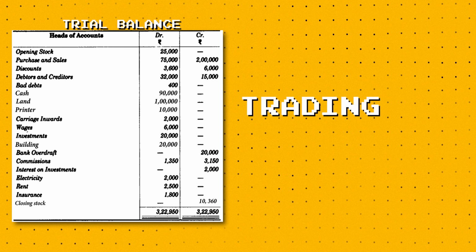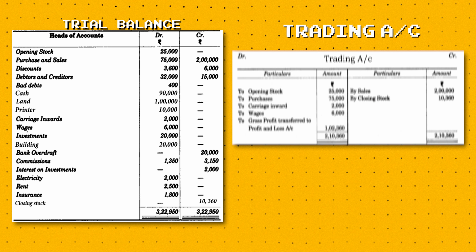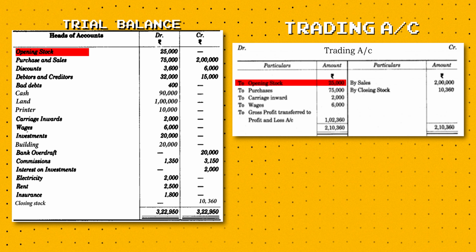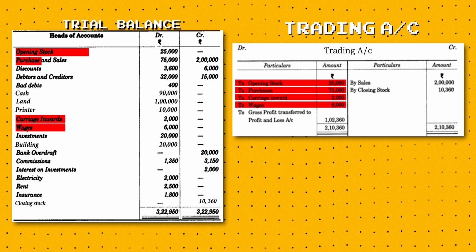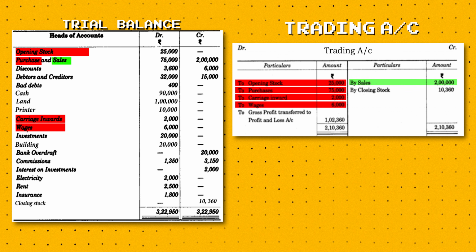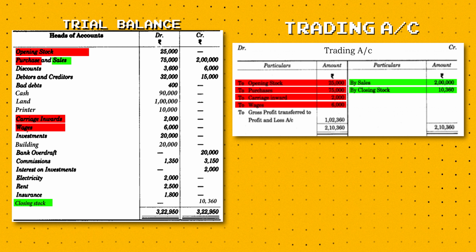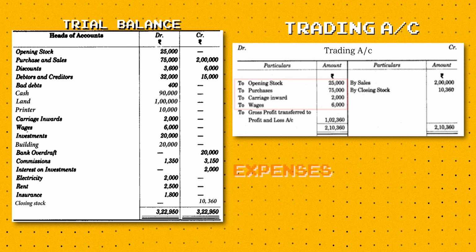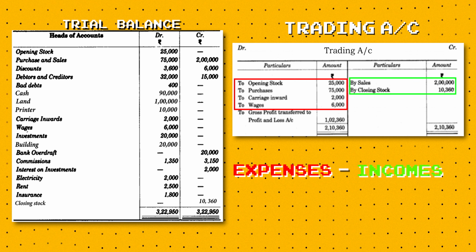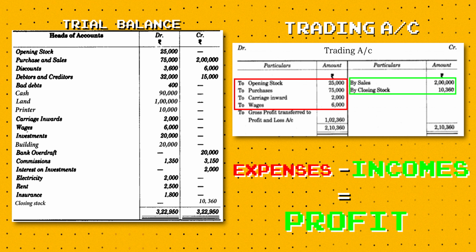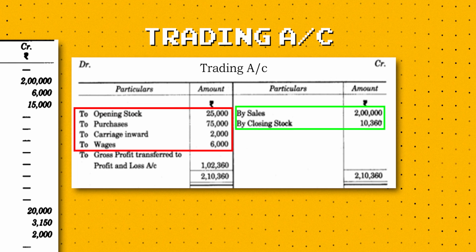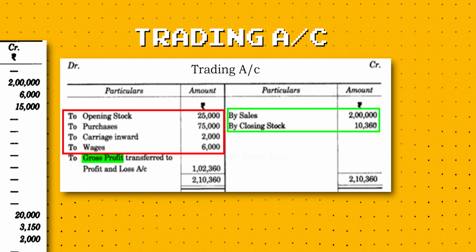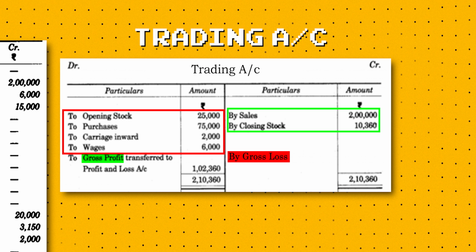One is called the trading account, which looks like this, where we had opening stock, purchases, and some expenses like wages on the left side and incomes like sales and closing stock on the right side. And when we deducted the expenses from the incomes of the business, sometimes we got a profit while sometimes we ended up with a loss. And in accountancy, they call it gross profit or gross loss depending upon the situation.